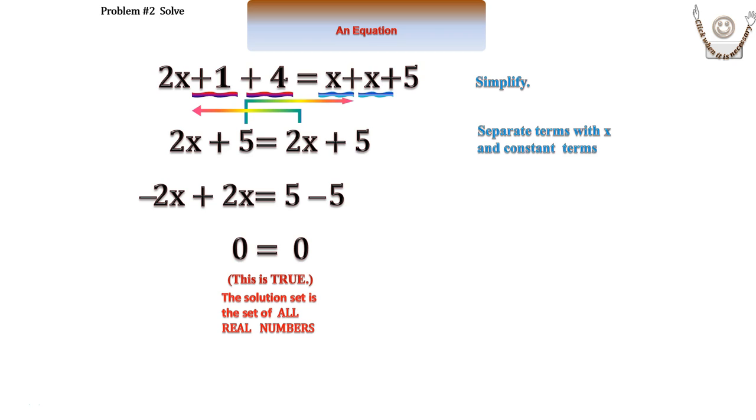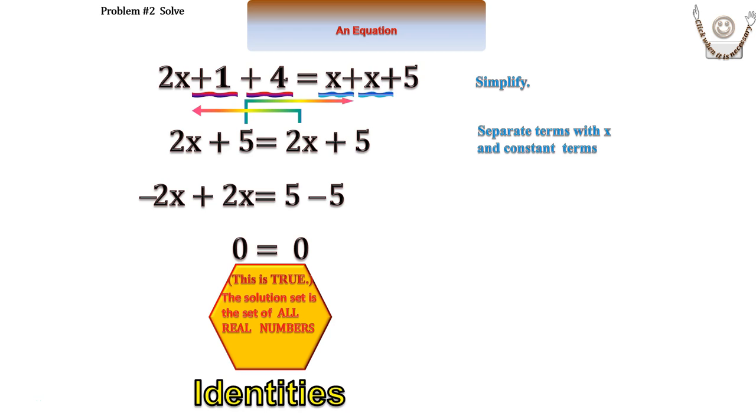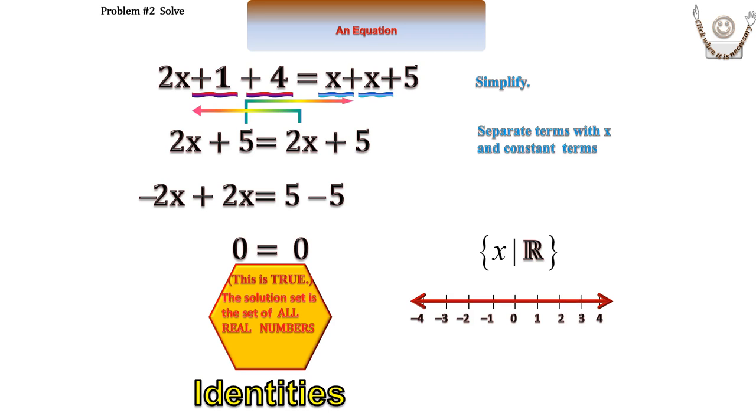We call this an identity. How to show this? In curly parentheses you can show R, which stands for all real numbers, or on the real number line you can show a graph from negative infinity to positive infinity, because the solutions are all real numbers.